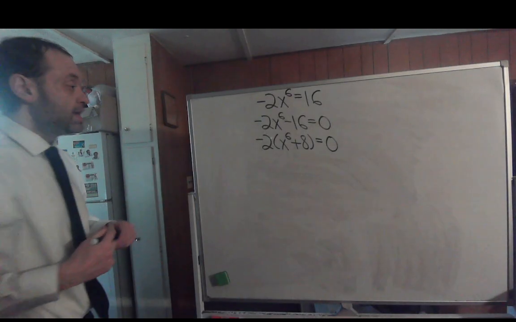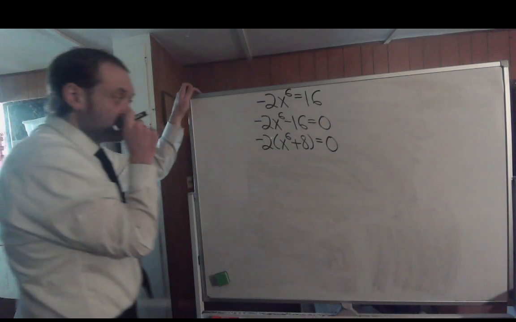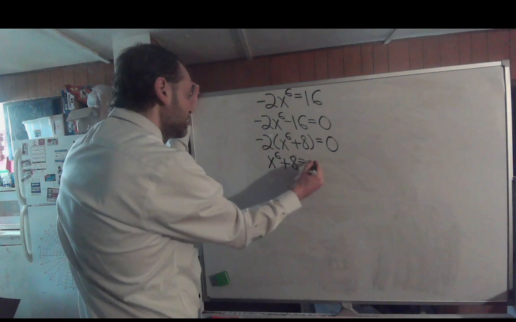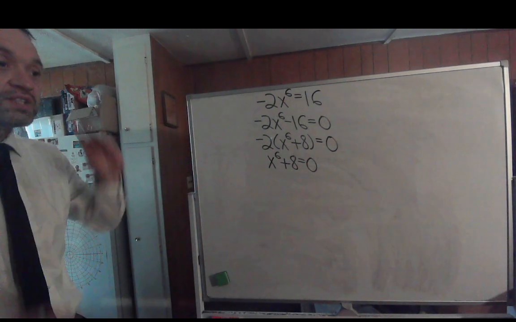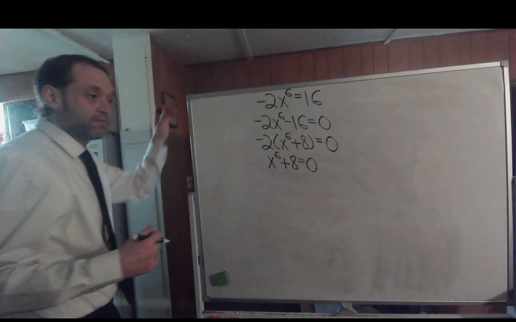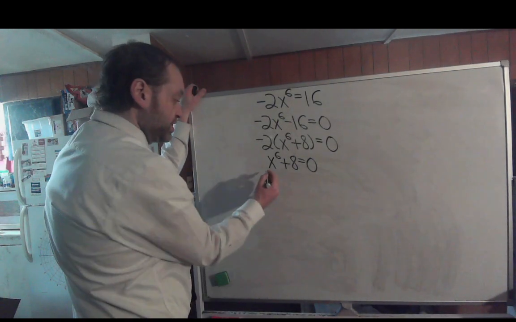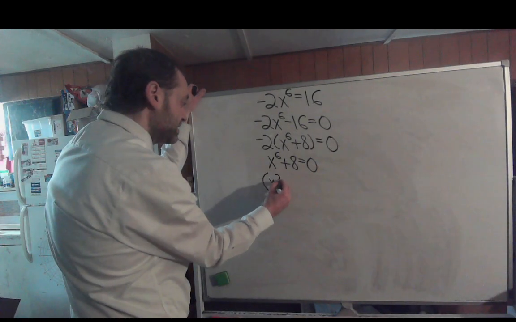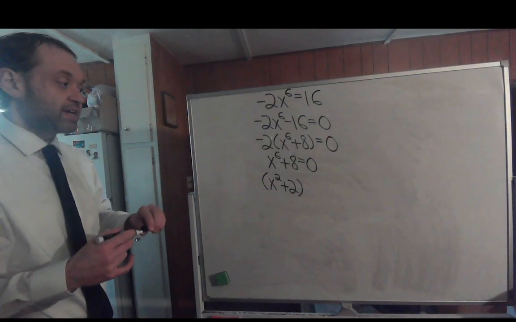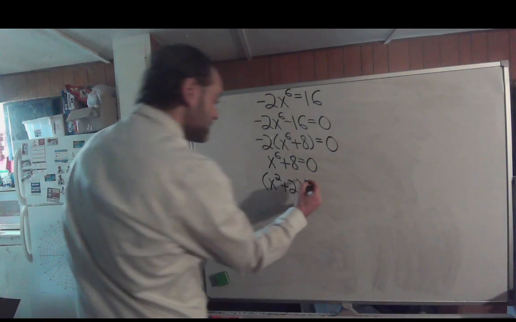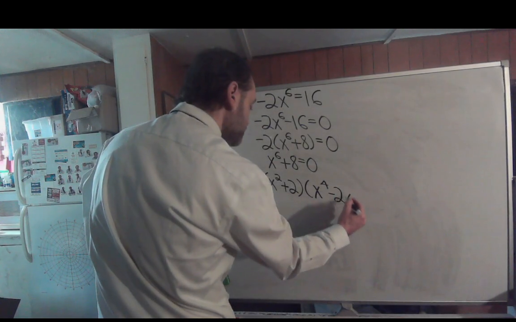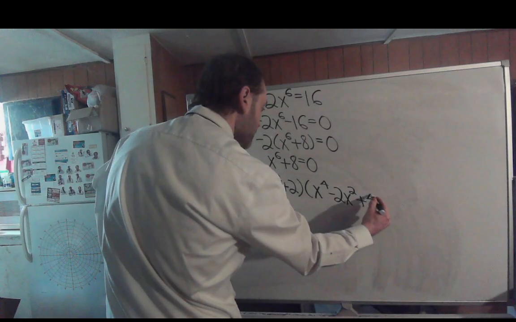Well, now just divide both sides by negative 2. You get x to the 6th plus 8 equals 0. This case actually looks a lot like a sum of cubes, right? So this would break down into x squared plus 2 times the quantity of x to the 4th minus 2x squared plus 4.